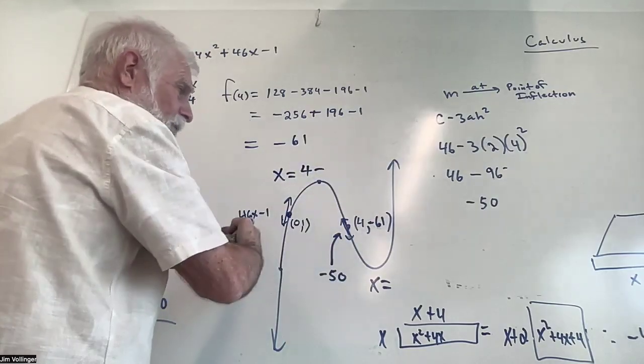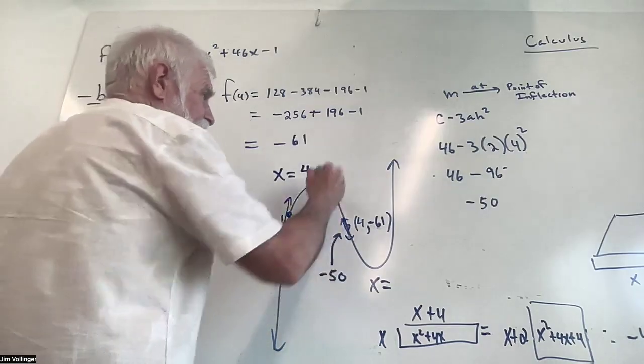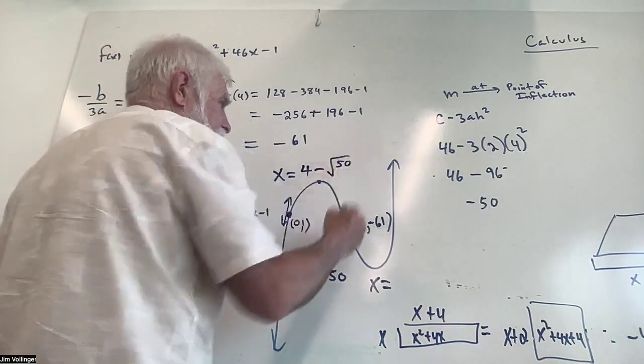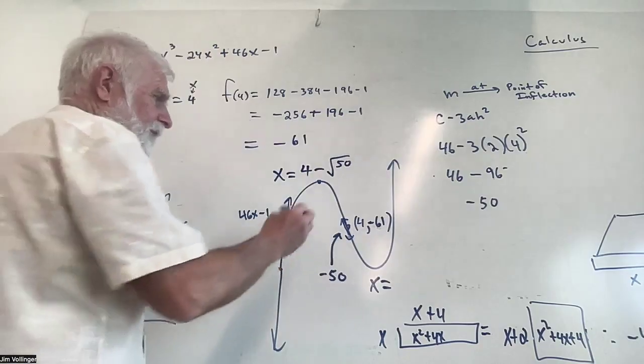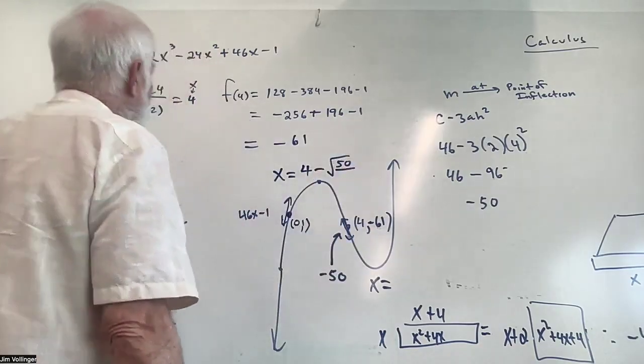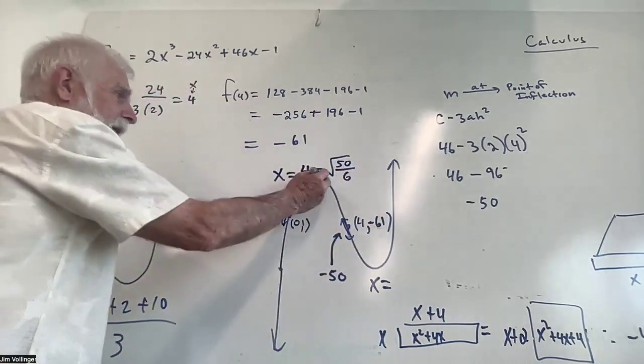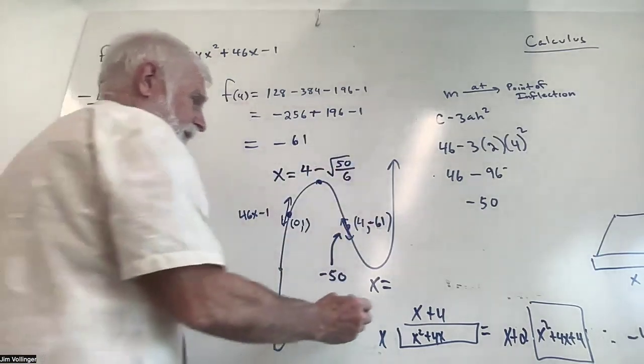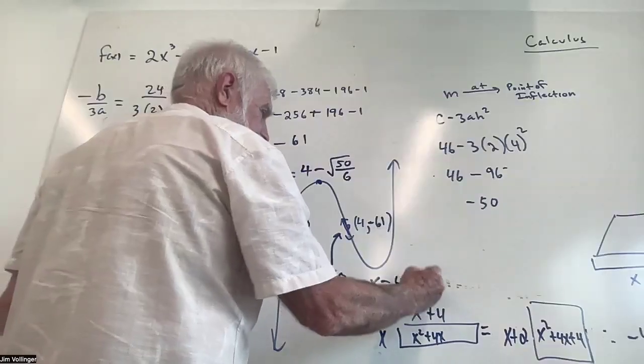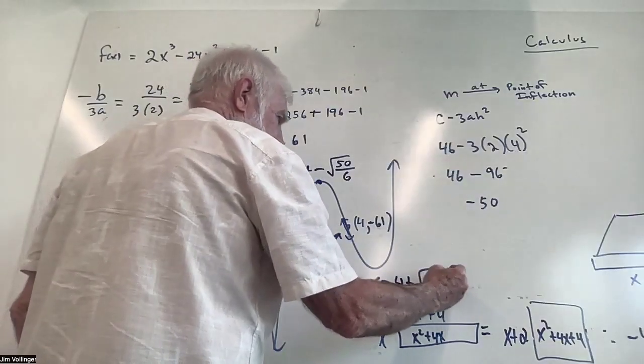so on this side of 4, my rate of change is minus 50, so I want positive 50, and I am going to divide by 3a, and do I have the a? Yes, it's 2, so that's 6. That's the x value of the local max, and the local min is 4 plus the square root of 50 over 6.